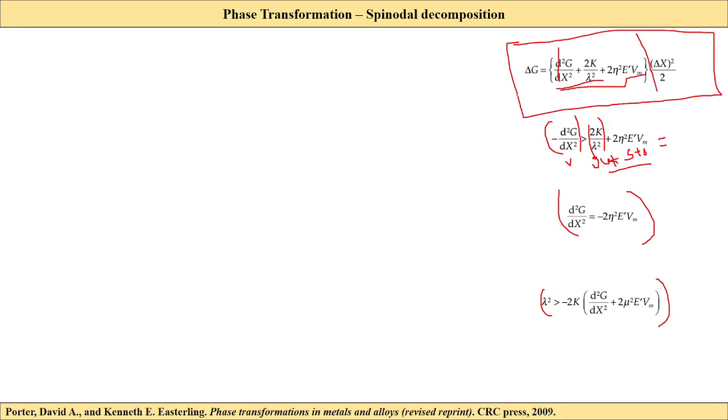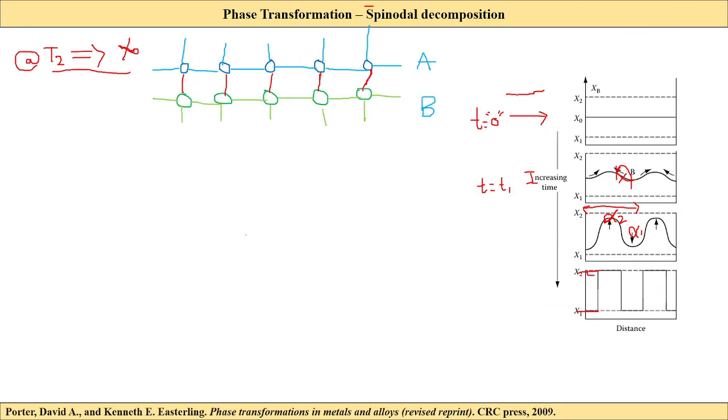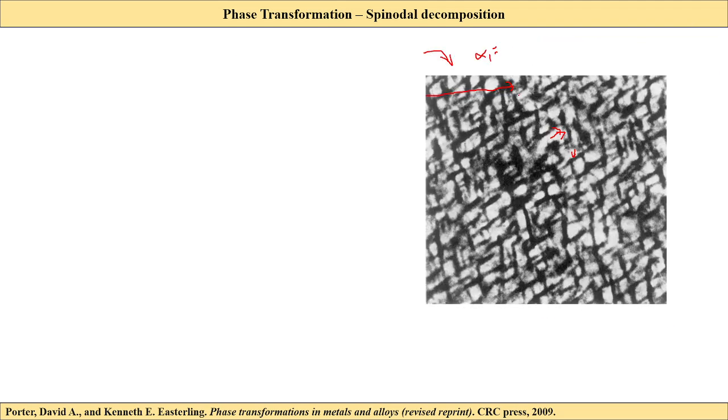Right, so the compositional change will look like this. That's why we are trying to represent these compositional changes in a waveform. In our composition, we have the compositional difference: alpha 1 will have less composition of B when compared to alpha 2. Now that is all about phase transformations, and this is the last phase transformation, which is spinodal decomposition.